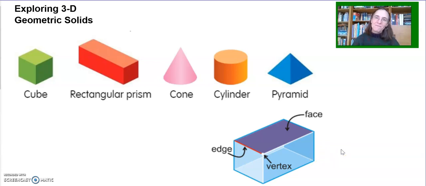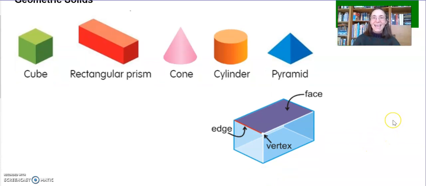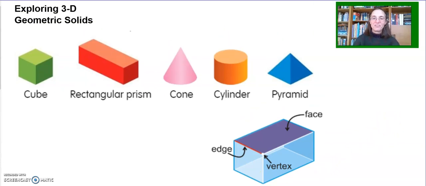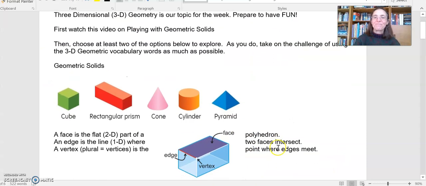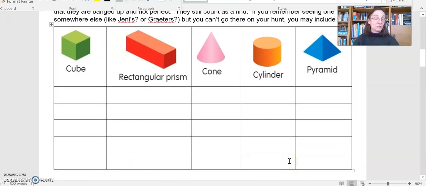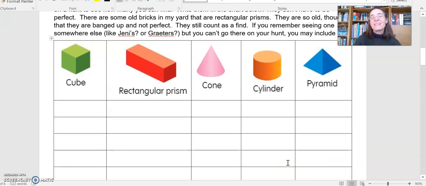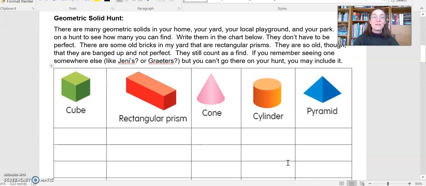Now, our Math in Focus textbook asks us to play around with geometric solids by building lots of different things and patterns with them. And there's so many options for what you can do that I'm giving you a choice this week. So this is your worksheet, and I'm asking you to pick at least two of these options to play with. First one, go on a geometric solid hunt around your house, looking for cubes, prisms, cones, cylinders, and pyramids.